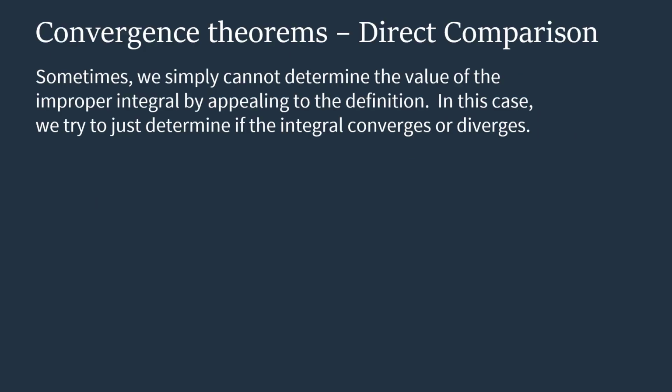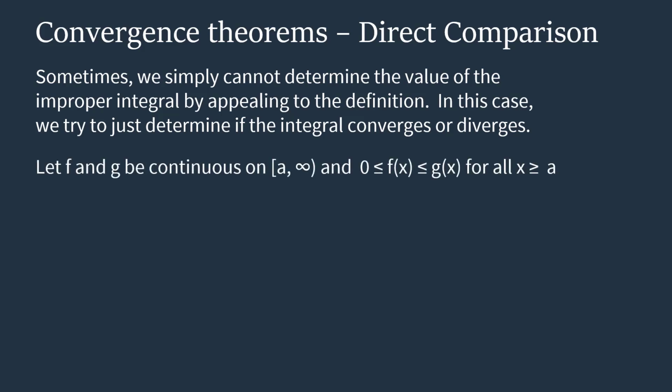Now that you're aware of the definition and how important it really is, sometimes though we simply can't determine the value of the improper integral by appealing to that definition. In those cases, we just try to determine if the integral converges or not, if there is a limit or not. To do so, we use what are called convergence theorems, and there are two of them. The first one is called the direct comparison test. So we have assumptions, and they are that the two functions are continuous on the interval from a to infinity, that their values are always positive or 0, and that the values of f of x are always less than or equal to the values of g of x for every single x value in that interval.